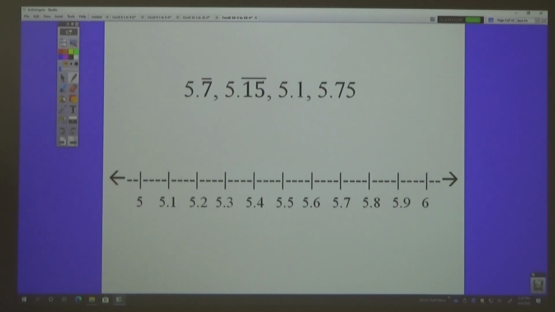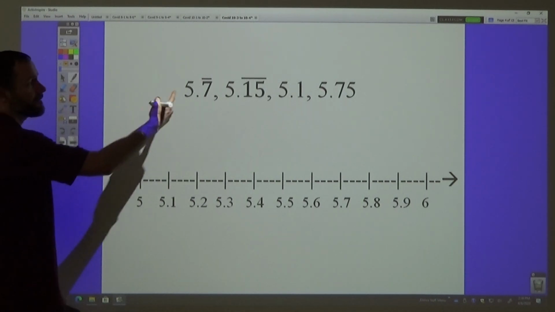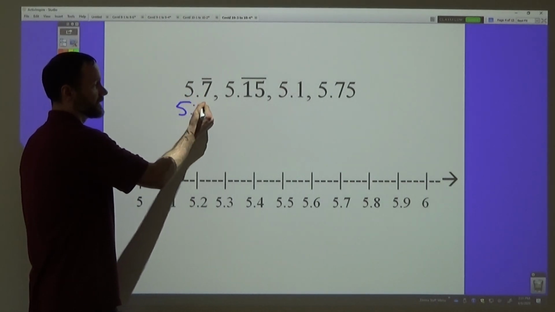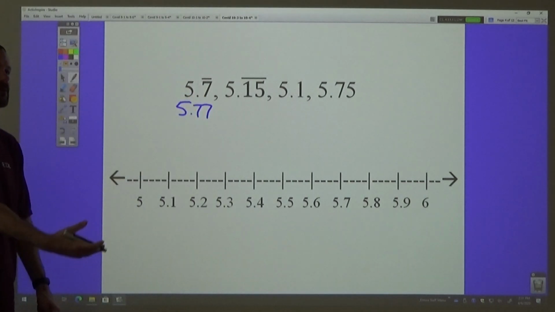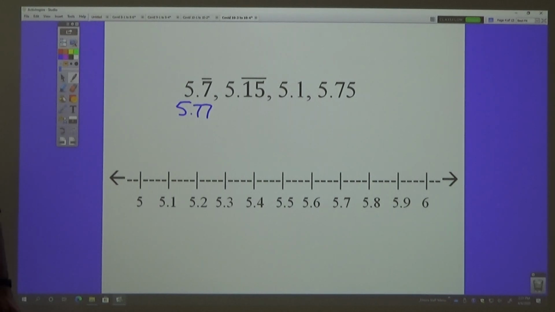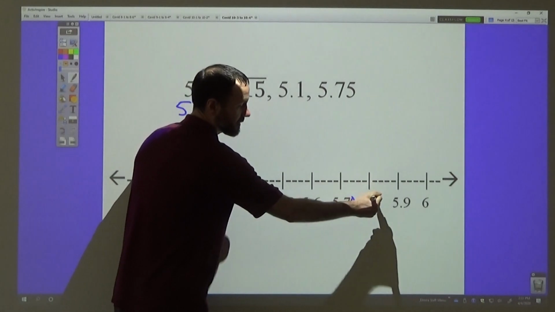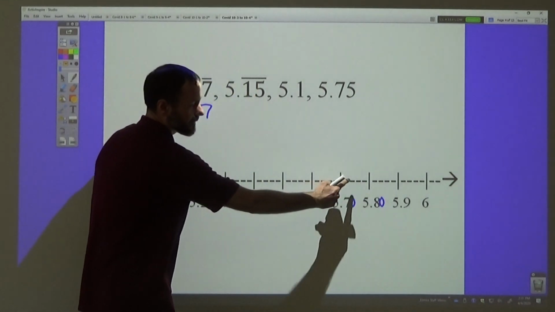Sometimes you're going to have repeating decimals. Again, make it look like money. 5.7 repeating is really like 5.77, where the next number after that would be a 7. So that's really like $5.77. 570 would be right here. 580 would be right here.